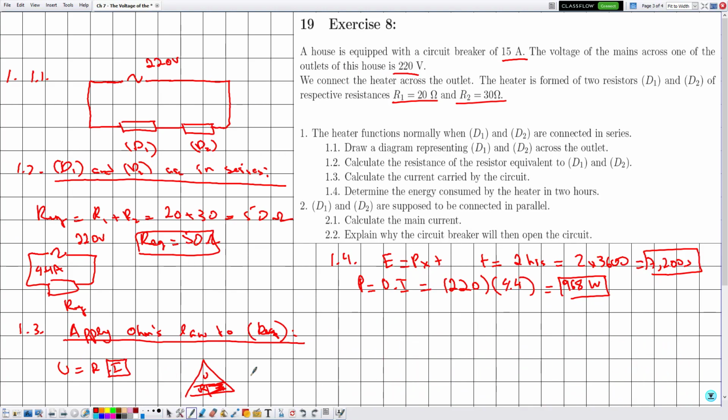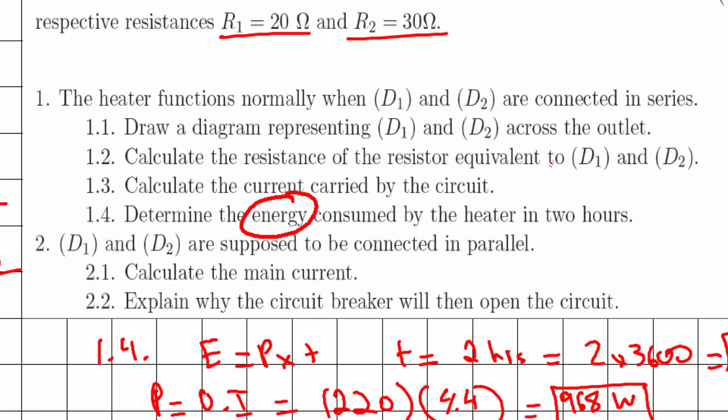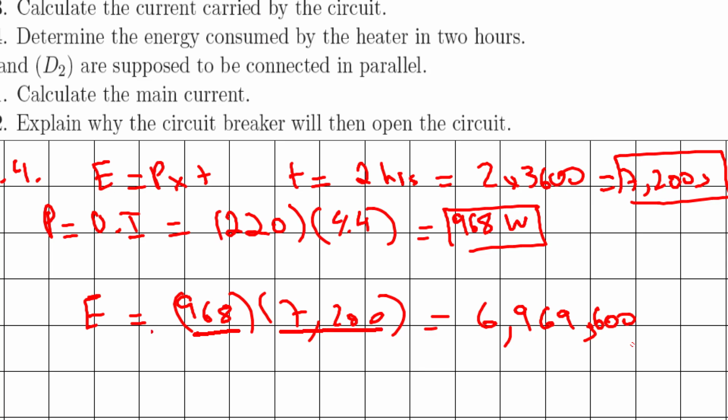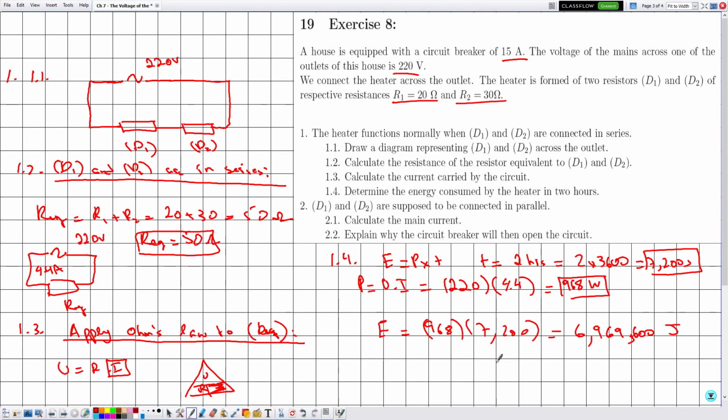So here they didn't specify which form of this energy, but for sure we are talking here about the electric energy. Then E is equal to 968 multiplied by 7200, and in this case the answer is given by 6. Since both this and this are expressed in the SI, the value of E will be in the SI, which is joules. So E is equal to 6,969,600 joules.